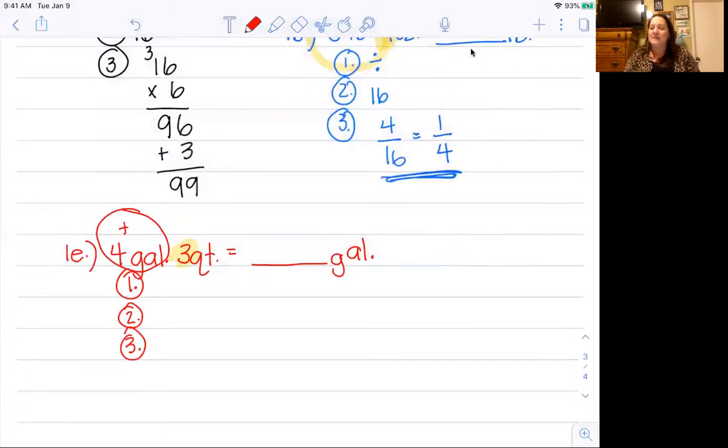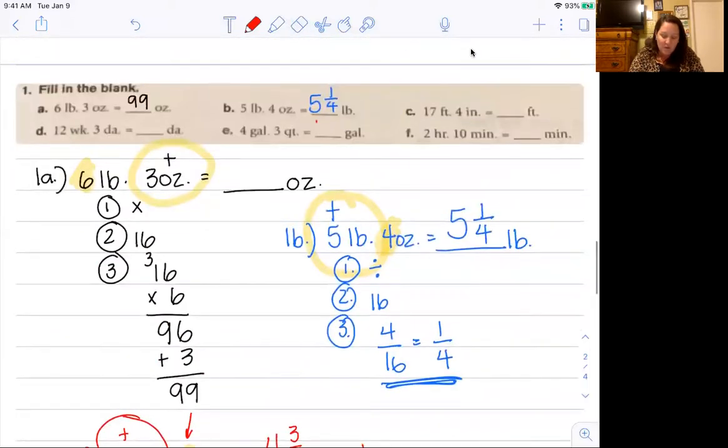Which one's smaller? Quarts. Quarts to gallons, divide. How many quarts are in a gallon? 4 quarts in a gallon. Take what you have, which is 3, and divide it by your magic number. 3 divided by 4 is 3/4. And then we're going to add our 4 gallons in. So we have 4 3/4 gallons. If you take these step by step, you're going to do a great job with them. Okay, 4 3/4 gallons. Let's go ahead and move on now to adding and subtracting and multiplying with compound measures.